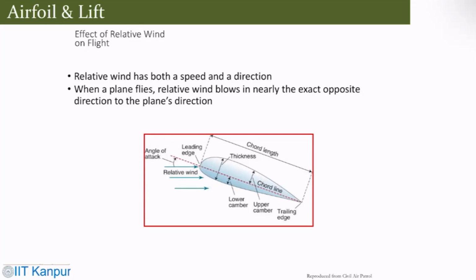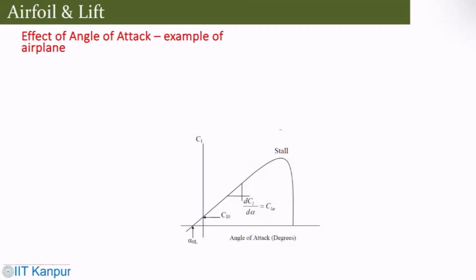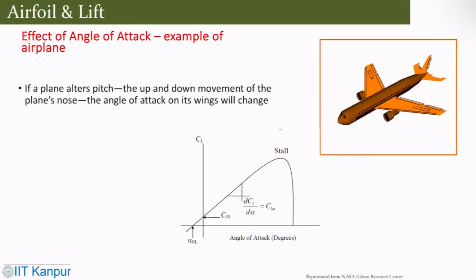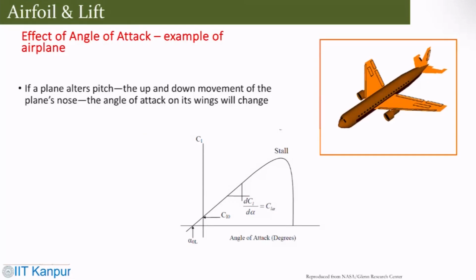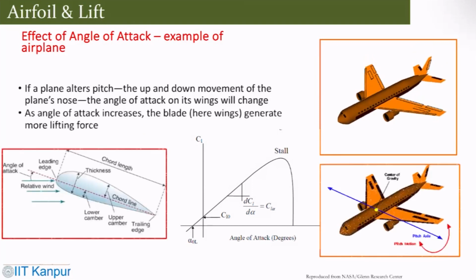Now, angle of attack plays an important role, not only for the airplane. But here is an example of the airplane. If a plane alters its pitch, which you can see here, the up and down movement of the plane nose, the angle of attack on the wings will increase. So when the angle of attack increases, the blade produces more lifting force.